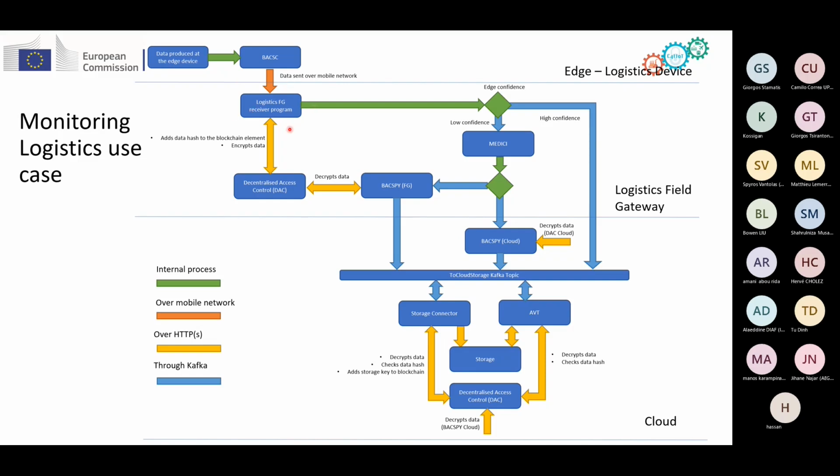Now, one of the checks that is performed here is actually, let me start with how the decentralized access control is used here. When the data are received here, the hash is added to the blockchain element, the blockchain database more specifically, and the data are encrypted. Both these functionalities are supported using the decentralized access control module, of course.